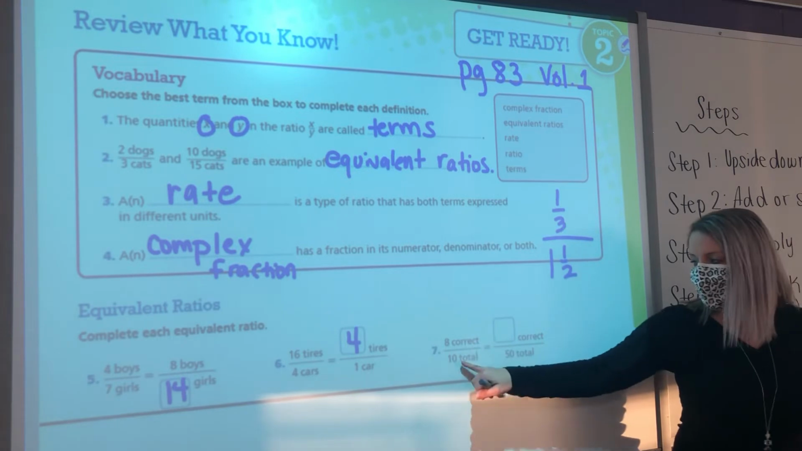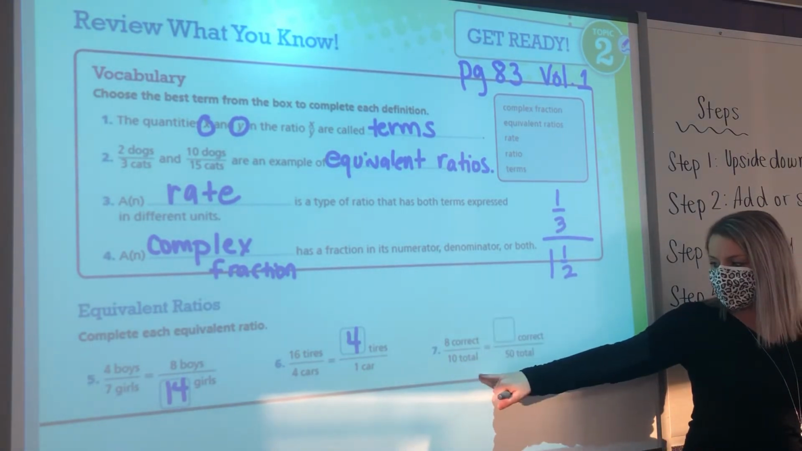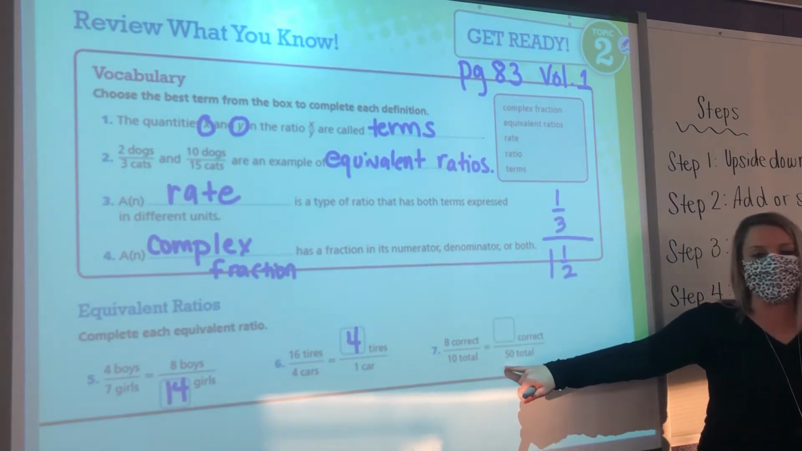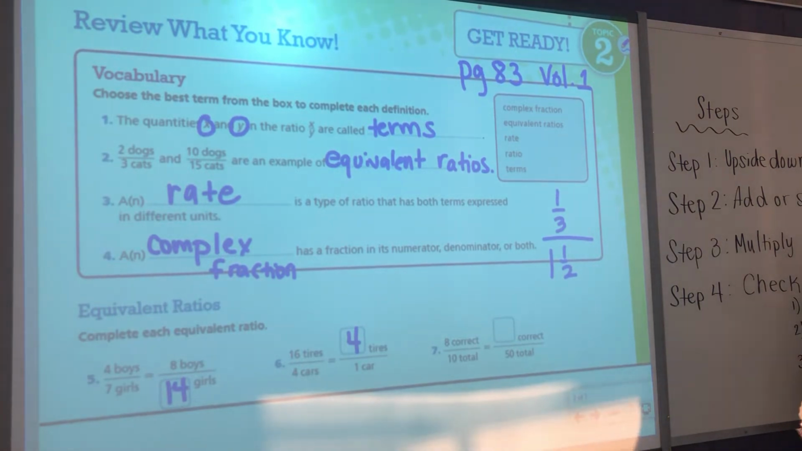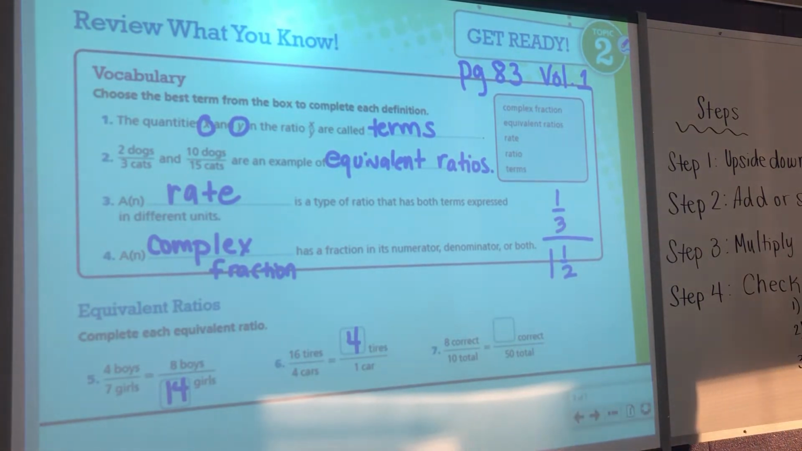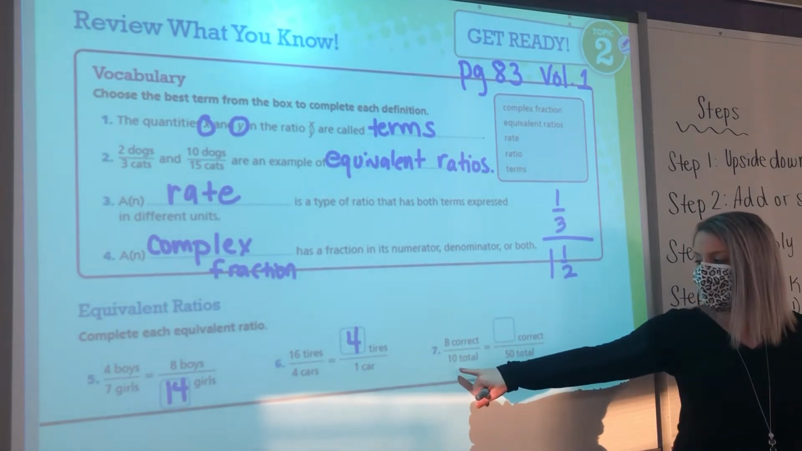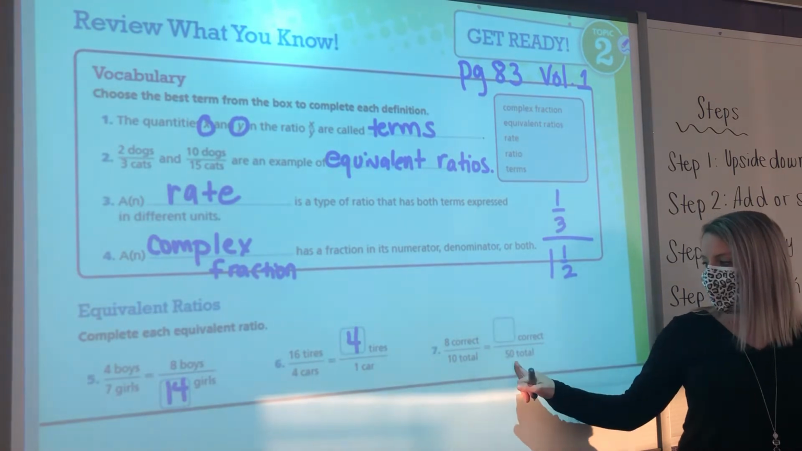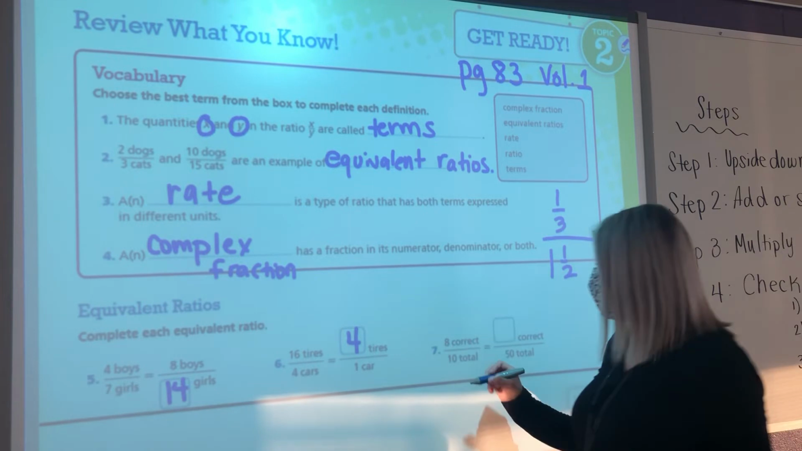All right, 8 correct out of 10 total. So how many would I get correct if the total was out of 50? 40. Okay, how do you know, Tucker? Because you're multiplying by 5 between 10 and 50. Very good. And then 8 times 5 is 40. So to get from 10 to 50, we multiply by 5. So we also need to multiply 8 by 5, and that gives us 40.